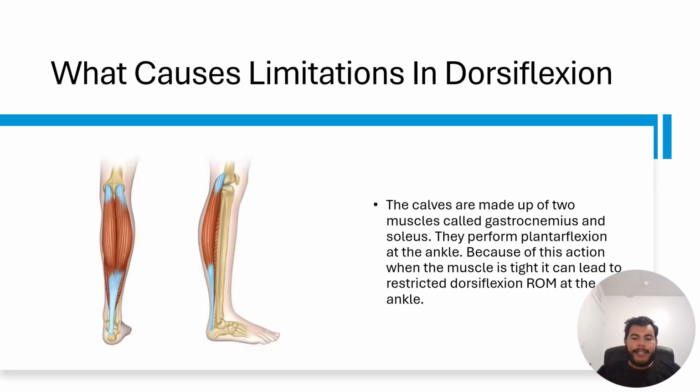The calves are made up of two muscles called gastrocnemius and soleus. We can see here the big muscle with the two heads on the left side, that is the gastrocnemius, and on the right picture, you can see under those two big heads is another muscle called soleus. They both perform plantar flexion of the ankle, and because of this action, when the muscle is tight, it can lead to restricted dorsiflexion range of motion at the ankle.